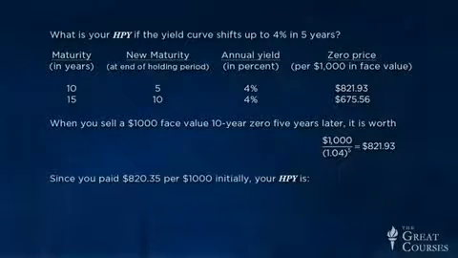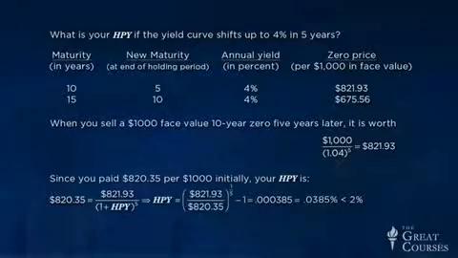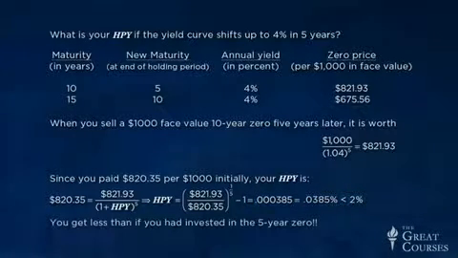Since you paid $820.35 per $1,000 initially, your holding period yield is going to be $820.35 equals $821.93 divided by 1 plus the holding period yield raised to the 5th. This implies that the holding period yield is actually 0.000385, which is much less than the 2%. So you're going to get less than if you had invested in the 5-year zero.